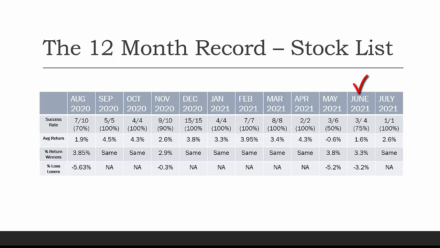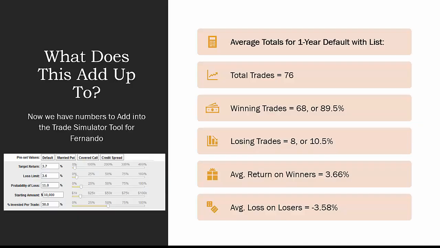June, similar to what we saw on the other one, 75% success rate, 1.6% average return, and the percent return on winners was 3.3%. The percent loss on the losers was 3.2%. July to August 2021, only 1 trade came up, and it was profitable to the tune of 2.6%, and there were no losses as well. And what does this add up to? What do we do when we make a change to the search? We're likely going to see a lower number of results, and that's what happened here.